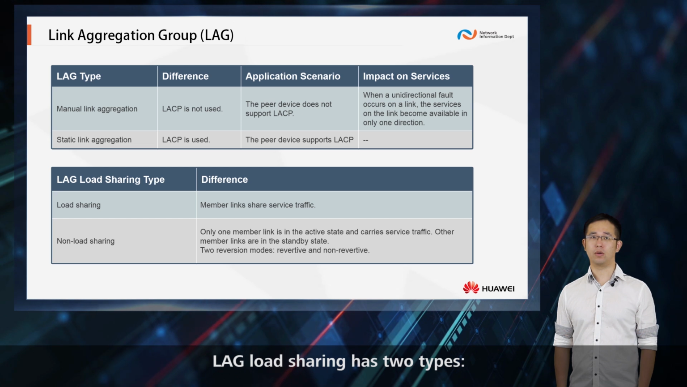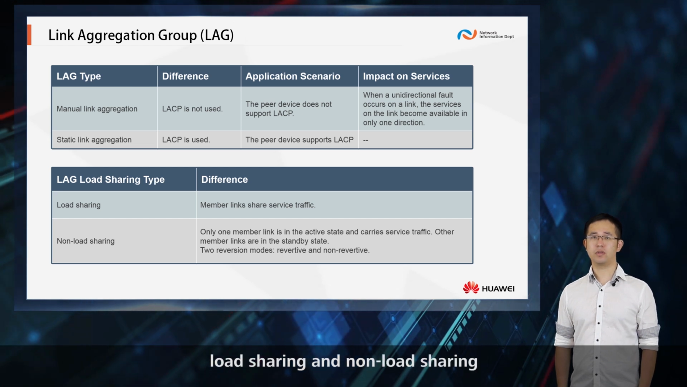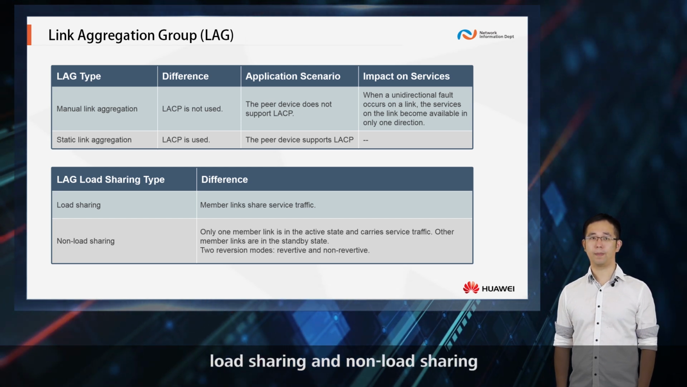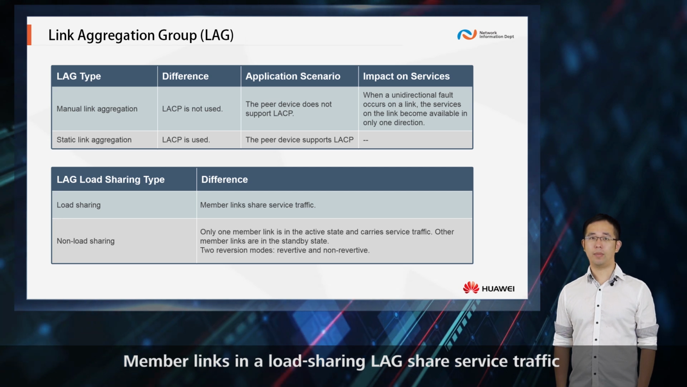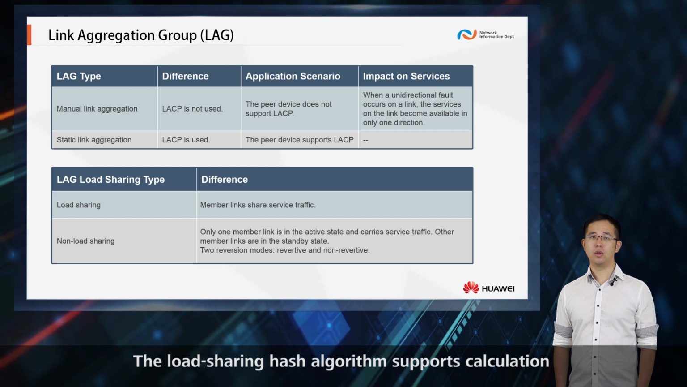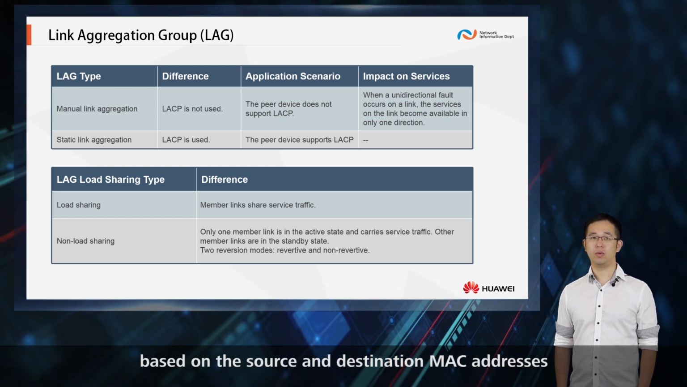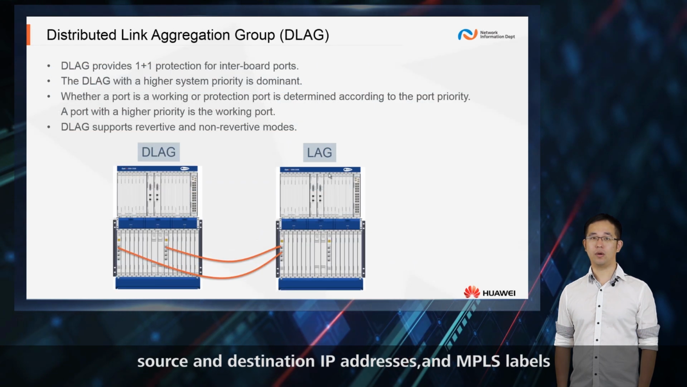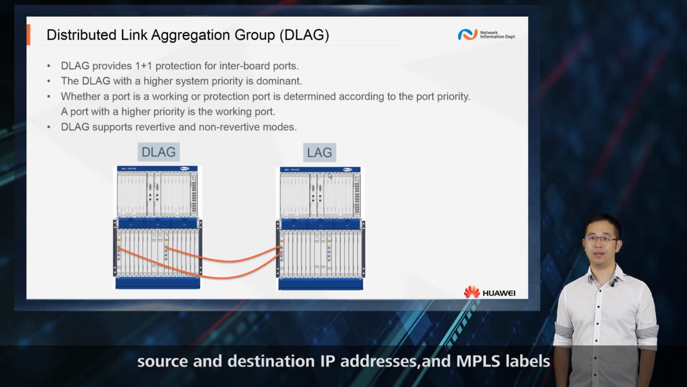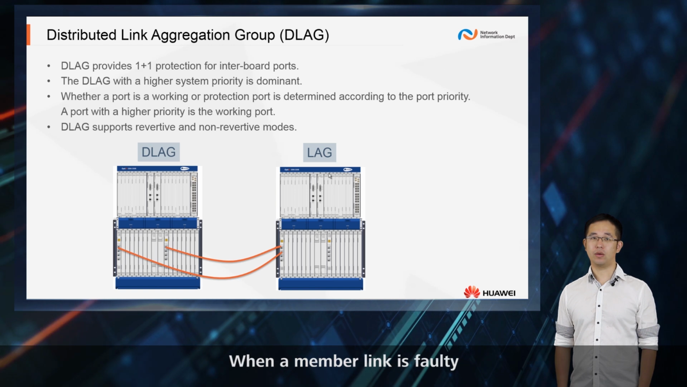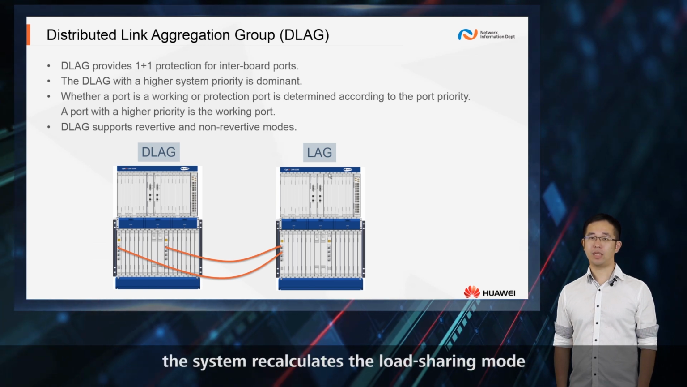LAG load sharing has two types: load sharing and non-load sharing. Member links in a load sharing LAG share service traffic. The load-sharing hash algorithm supports calculation based on the source and destination MAC addresses, source and destination IP addresses, and MPLS labels. When a member link is faulty, the system recalculates the load-sharing mode.